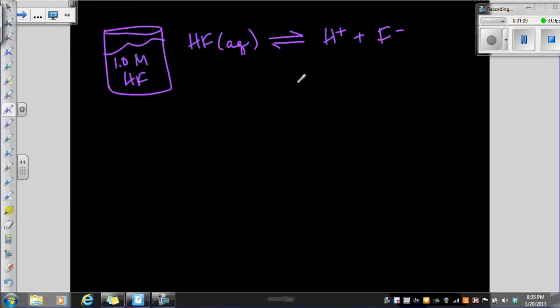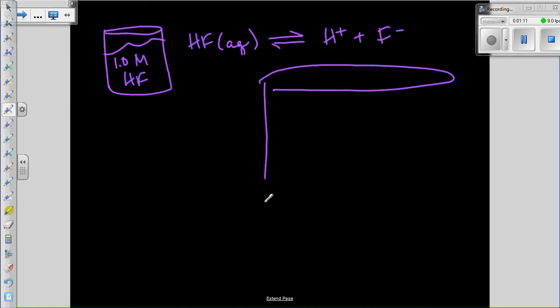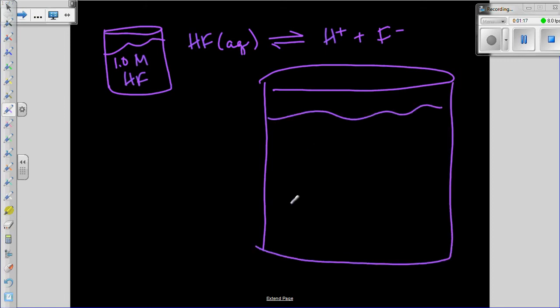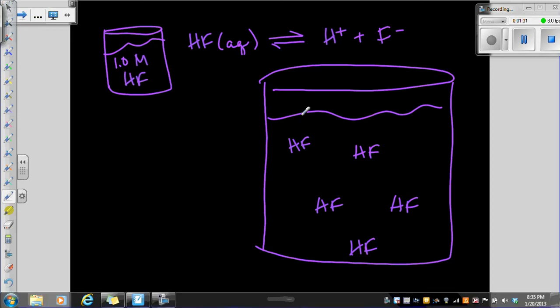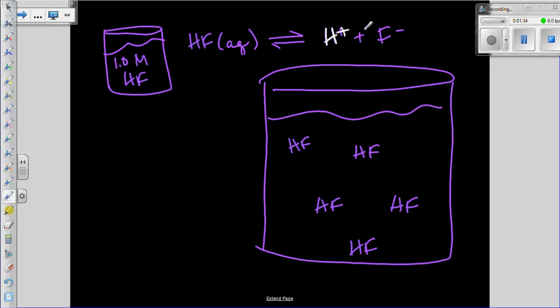But that's really what's going on in there. So I'm going to draw a bigger picture of this. I've got water. I have some hydrofluoric acid molecules. Let's just do 5, even though there's way more than that. And then I have a very small amount of hydrogen ions and fluoride ions. So I'm just going to do one of each because that's a smaller amount.